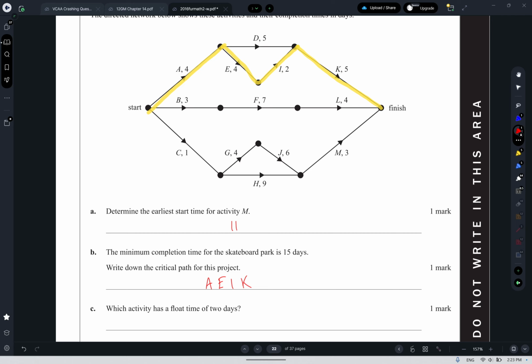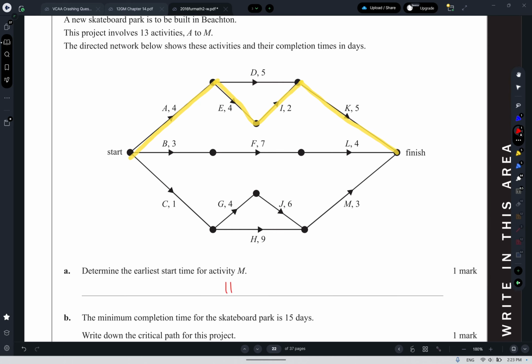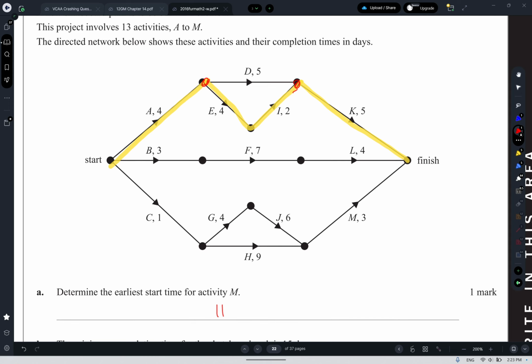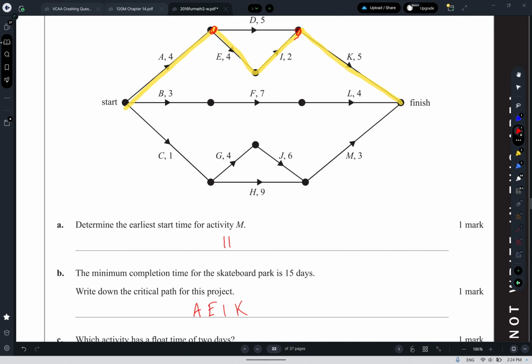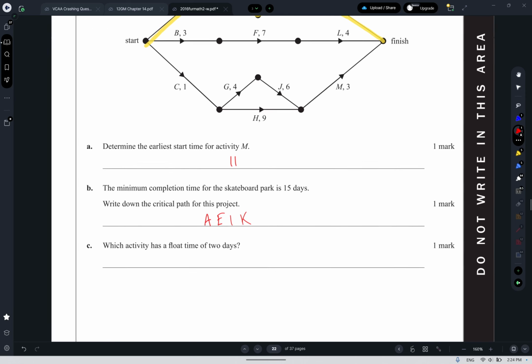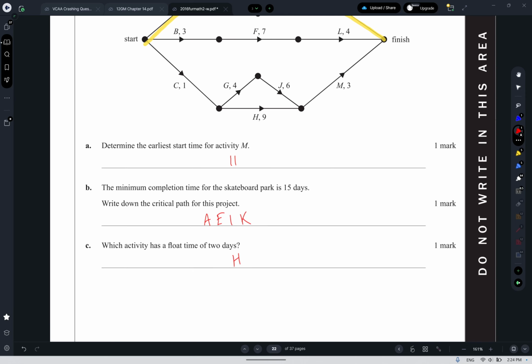Which activity has a float of 2? Activity D has a float of 1. From this vertex to this vertex would take 6 days via the critical path, and D takes 5, so it has a float of 1. The BFL route we said was 14. The critical path is 15, so BFL will have floats of 1. We know the CGJM route is also 14, so they have floats of 1. So it has to be H. The CHM route takes 13 versus 15, so it's a float of 2. So activity H has a float of 2.